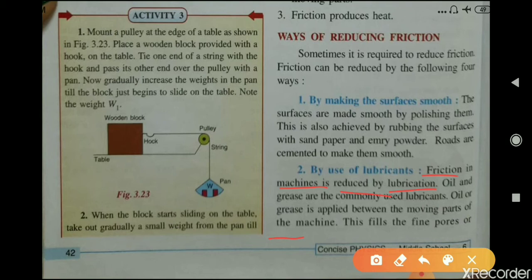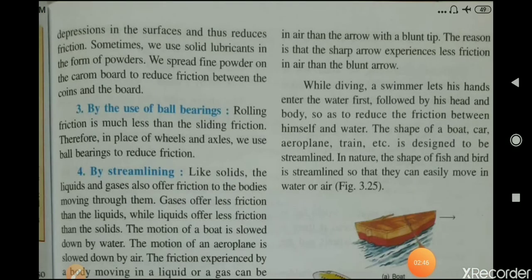This fills the fine pores or depressions in the surfaces and thus reduces friction. Because of lubrication, lubricants fill the depressions and the pores in the surface and thus reduce the friction, because there will be no blockage, and when the surface is smooth, the friction reduces.